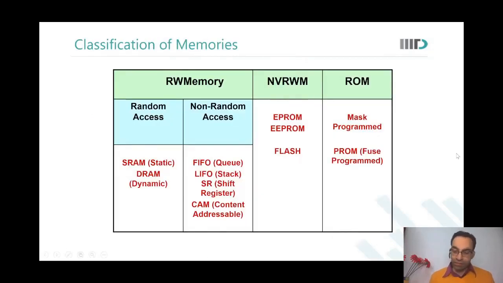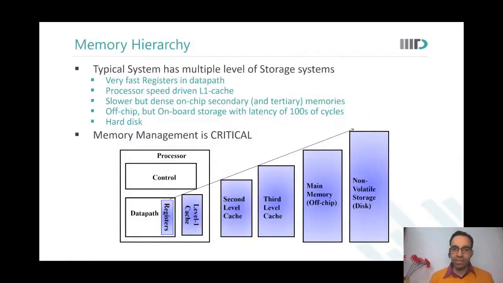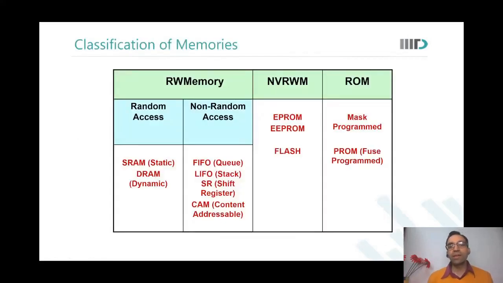Now, while we saw that memories are used across the entire range of system hierarchy, we also need to understand that there are many different kinds of memories that we talk about or that we design. So the most common memory that we know of is SRAM. We talked about it even in the last part of the DVD course. Then we talk about DRAMs.